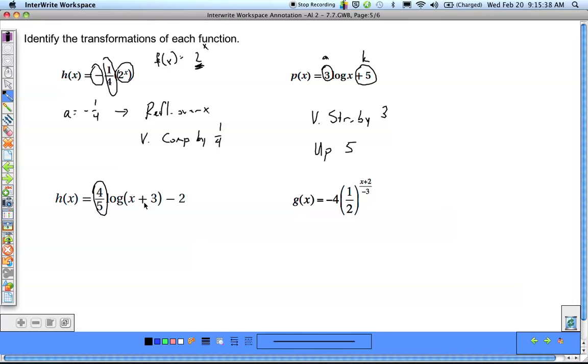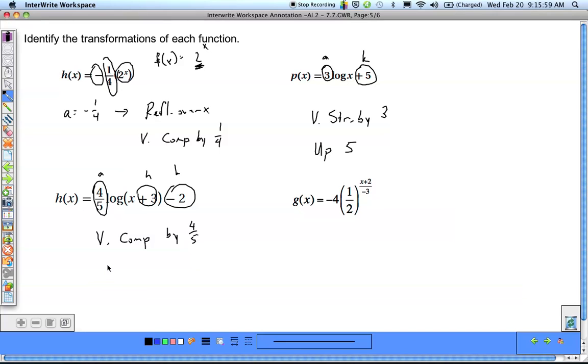So the answers. We take a look, we see 3 things going on here added to that log of x. This is the A. This is going to be inside with the X, so that's H, that's K. And so the three things that we should get here is a vertical, it's smaller than 1, so compression by 4/5.